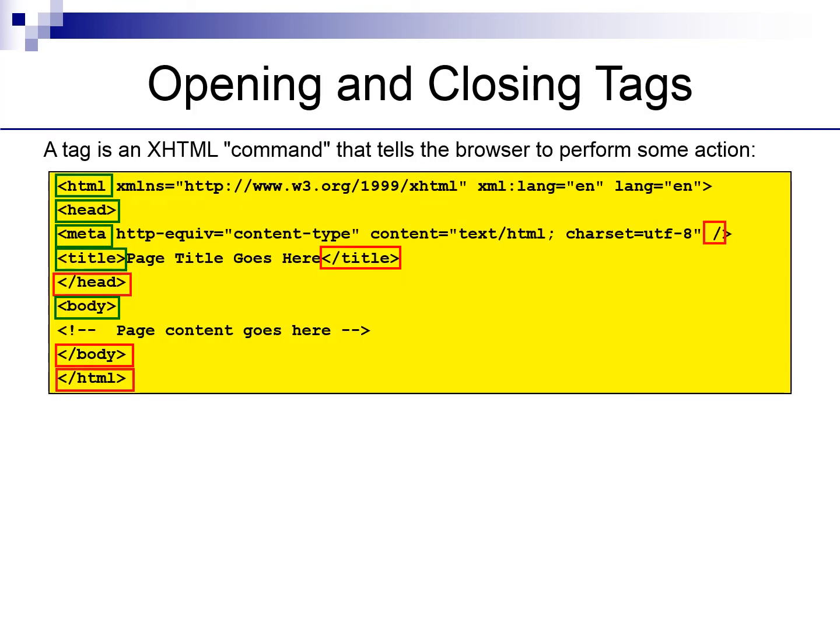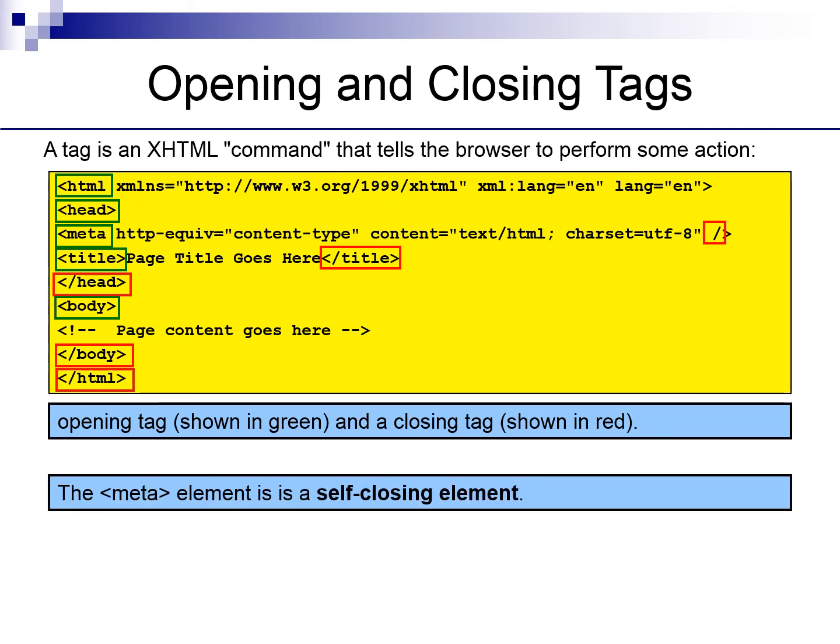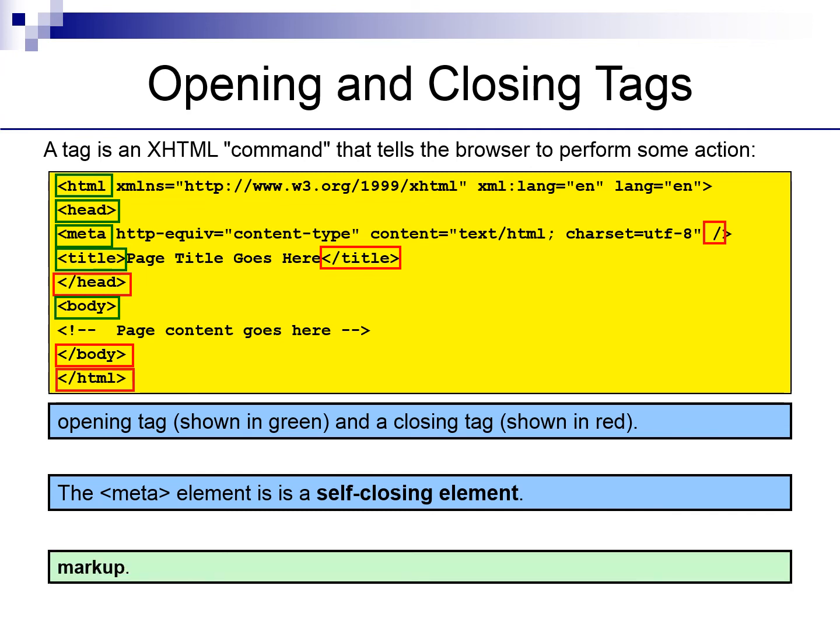In XHTML, all the elements must have both opening tags, which is shown in green color, and the closing tag, which is shown in red color. The closing tags begin with a /. Now, the meta element is an unusual element, that is a self-closing element. The XHTML tags that surround the actual content of a page are collectively known as markup. Markup is not visible when the page is viewed in a browser.